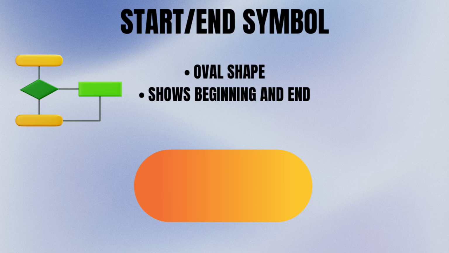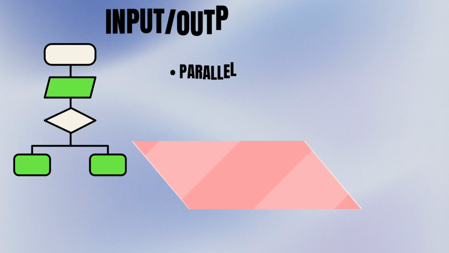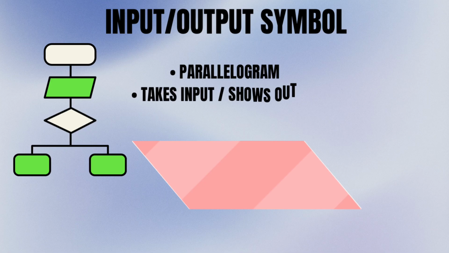The first symbol is the start and end symbol, which is oval in shape. It shows the beginning and end of the process. The second symbol is the process symbol, which is a rectangle. It represents a step or action. The third symbol is the input-output symbol, which is a parallelogram. It is used to take input or display output.